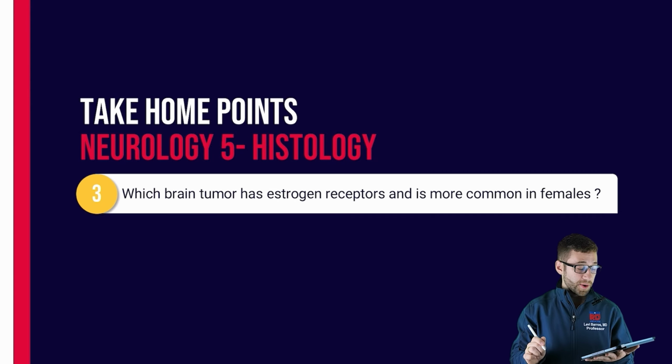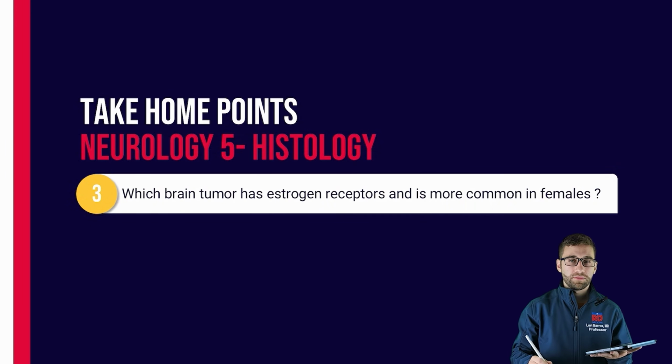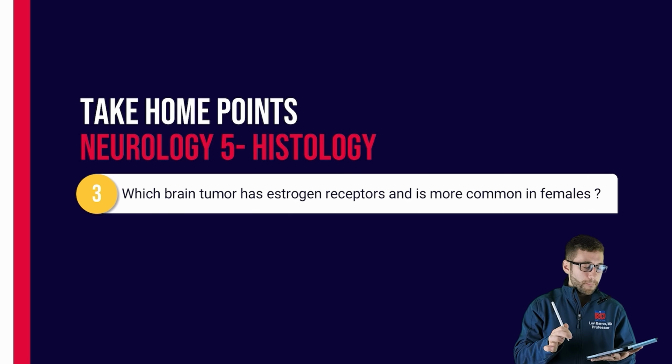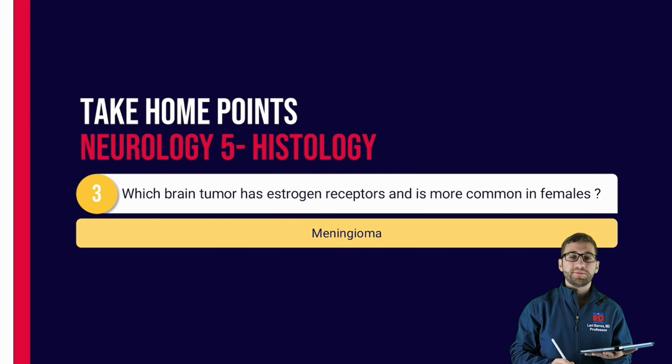Moving on. Oh, this is a good one. Which brain tumor has estrogen receptors and is more common in females? The answer for that is meningiomas, which are usually benign tumors arising from the meninges. They are more common in females, partially due to the presence of estrogen receptors on the tumor cells.